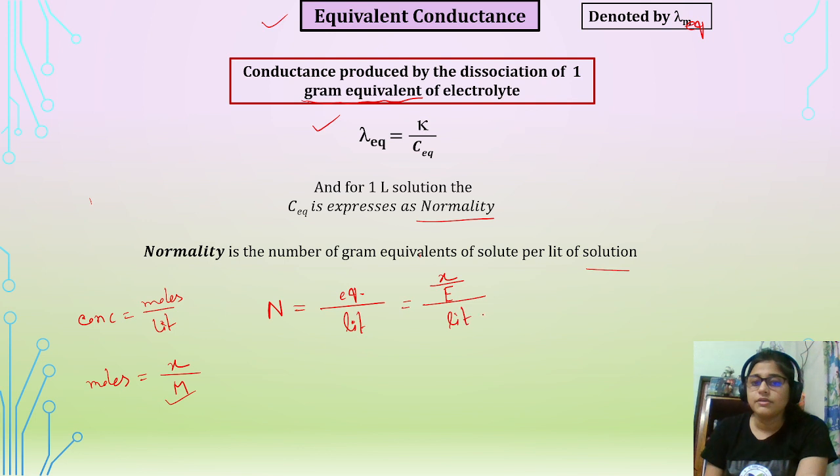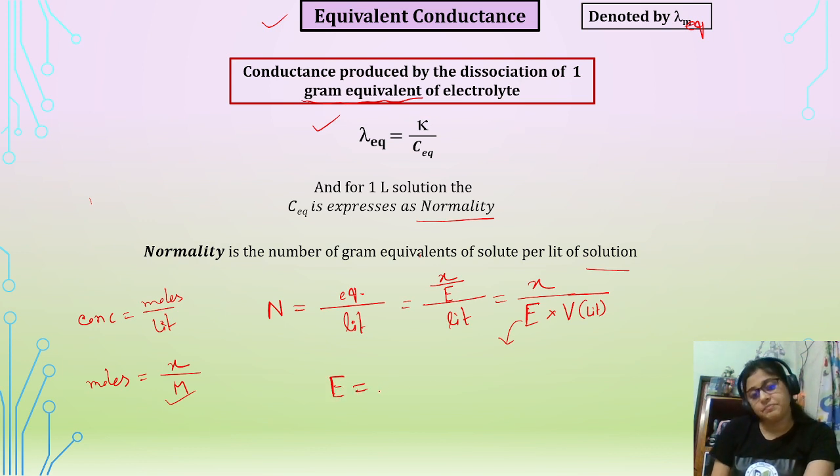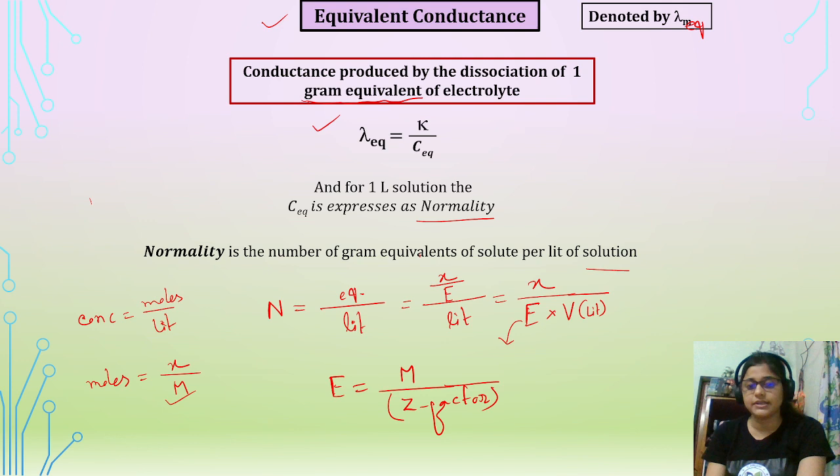Fine, and obviously this is x by E into V, where V is the volume in liter, and this is per liter of solution. If the volume is in mL, then we have to multiply it by 1000. Clear now? And how can we write the equivalent weight? Equivalent weight will be the molar mass by the Z factor. We will understand what the Z factor is in the next slide. You have read it in class 11th, I guess. If you forget it, don't worry, I will make you understand this also.